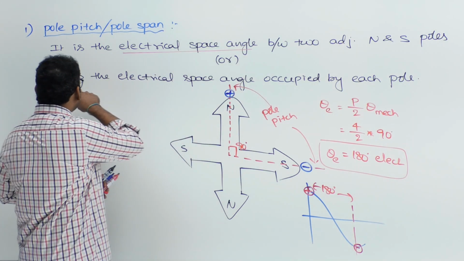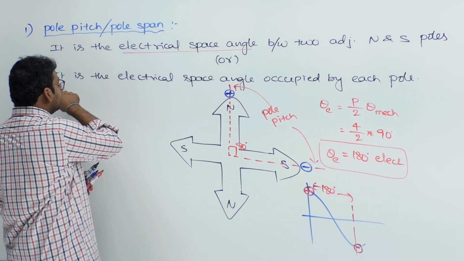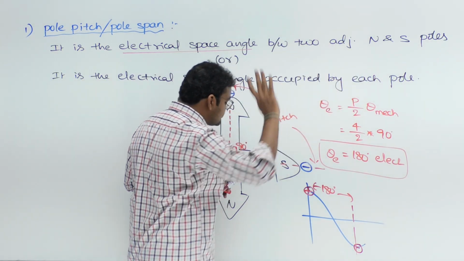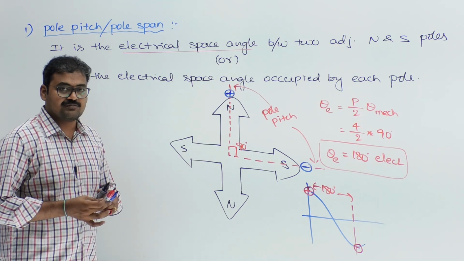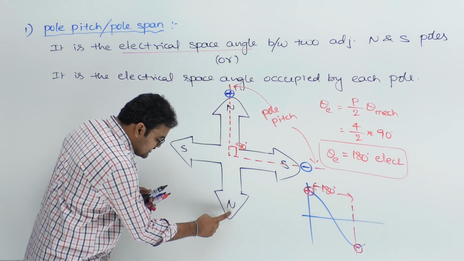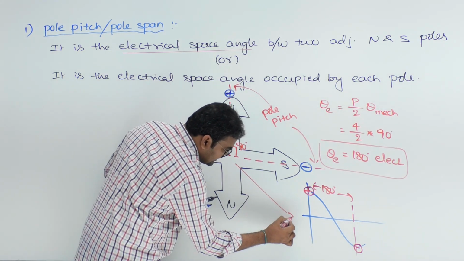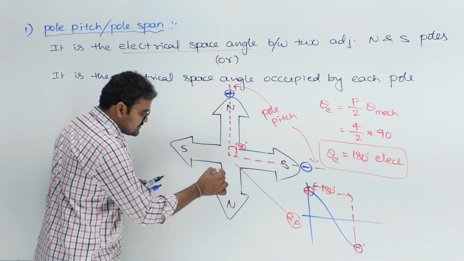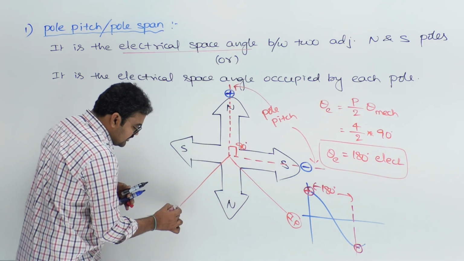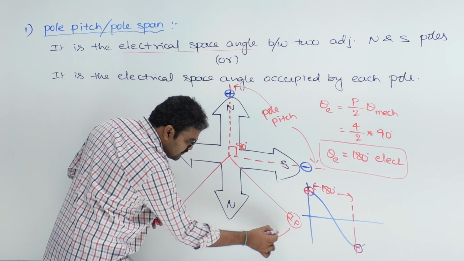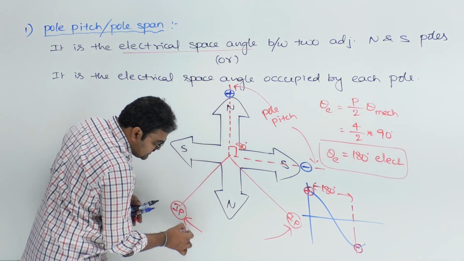And there is one more definition available. What is meant by pole pitch? It is also the electrical space angle occupied by each pole. Suppose you take only this north pole; you see this is one interpolar axis, a Q axis, and this is going to be another interpolar axis. Now tell me, what is the space between this interpolar axis and this interpolar axis?